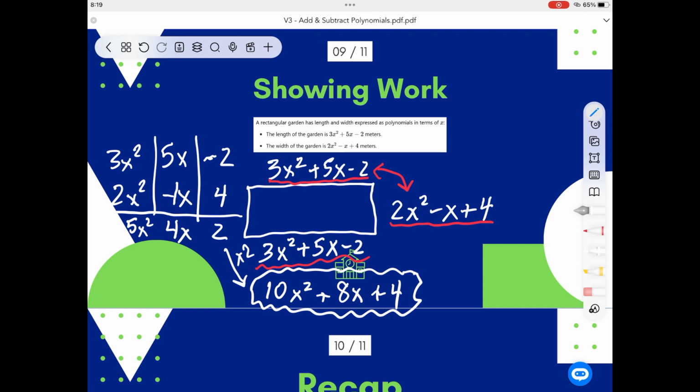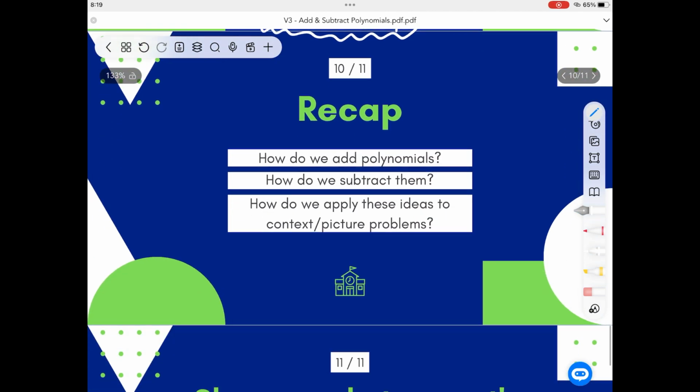All right. So now, just to recap, the topics we covered today: how do we add polynomials? We saw that we look to distribute if there's any numbers in front of the polynomials, any coefficients, and then we just combine our like terms. How do we subtract them? Well, it's almost the same thing as adding. We just have a negative coefficient in front of the second one, so we end up seeing the signs change throughout the second polynomial, and then once again we combine like terms. And then we also saw how to apply these ideas in a contextual problem.